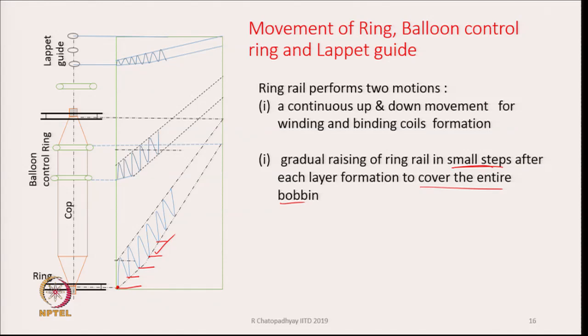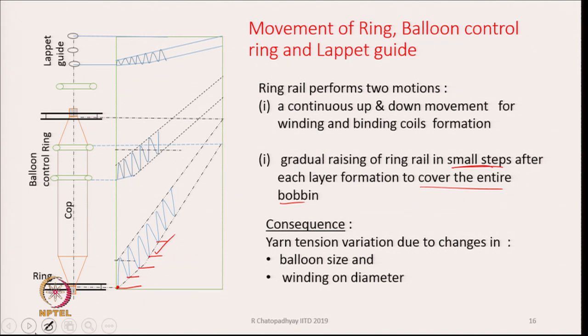These two types of movement are required, and we have a mechanism by which this movement is generated by cam and by lever. We will see that also. The consequence of this kind of movement is that the yarn tension variation due to change in balloon size is going to be very high.